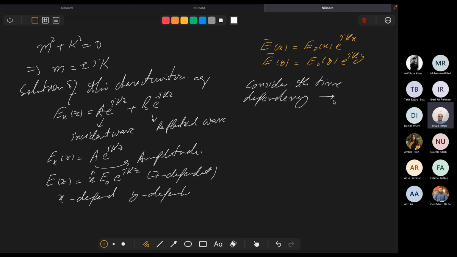So what will be the situation in case of electric field, I'm saying? So the equation will be like E naught e^(ikx - iωt). If this electric field is time dependent as well, then we add a term of time, which comes in the wave equation.